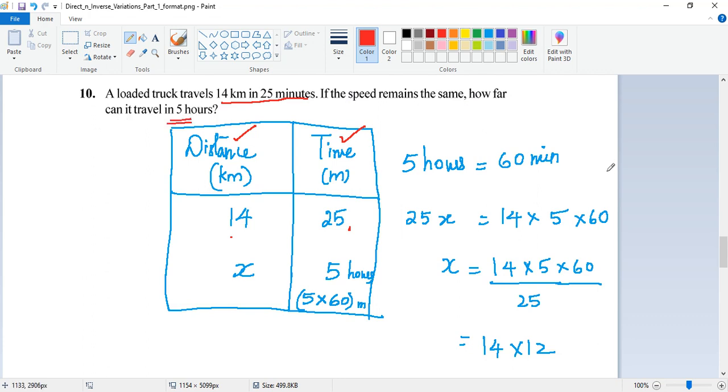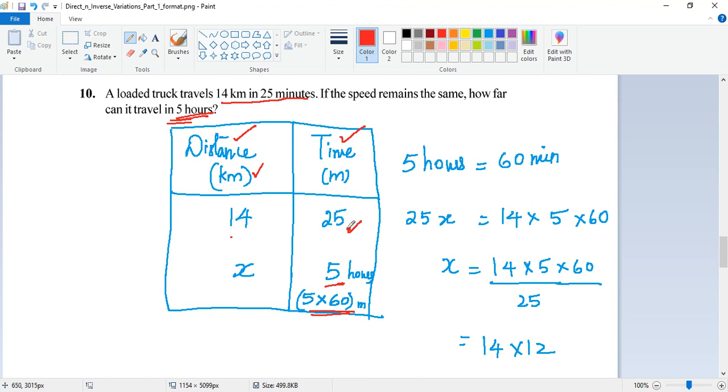Now you have to be careful with one thing over here. Here it's talking about 14 kilometers, so that's fine. But this is talking about 25 minutes, not hours, and they are asking you 5 hours. So you can't just put 5 over here. You will have to write the answer in minutes. If you just put 5, it means how much it will travel in 5 minutes, but it's asking about 5 hours. So we have to convert it. We know that 1 hour is 60 minutes, so 5 hours will be 5 into 60 minutes. So instead of writing 5, you will write 5 into 60.